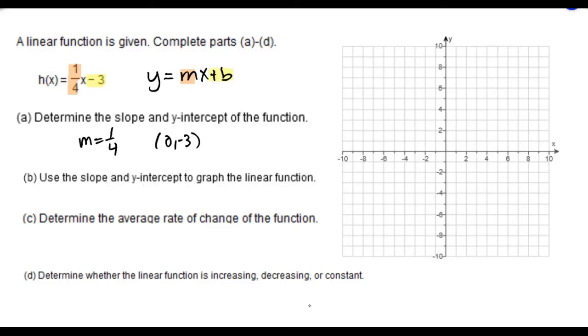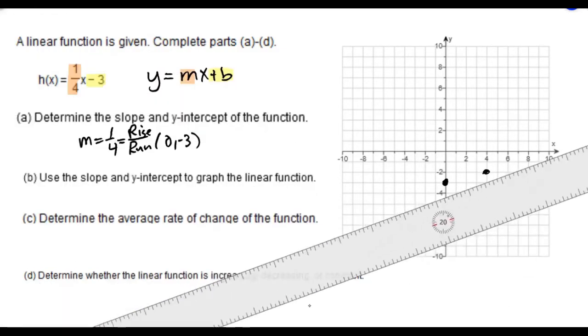To do that, we'll plot the y-intercept at 0, -3, and then use the slope to get to a second point on the line. The slope is the rise over run. So we're going to rise from that y-intercept 1 unit and run 4 units. So we're going to go vertically 1 unit and horizontally 4. And that gets me a second point on the line, and we can connect those 2 points with a straight line.